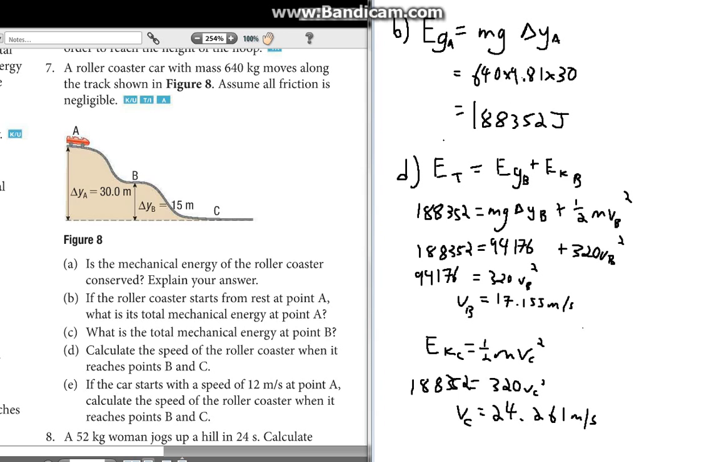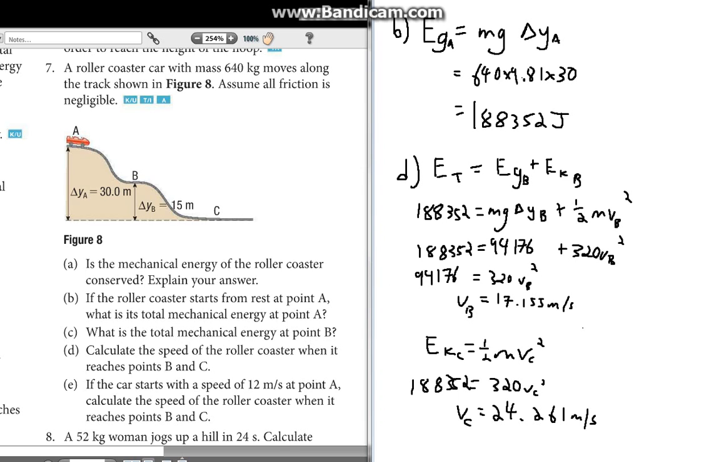So to do this, you have to find the velocity after isolating for the kinetic energy. So you know the total energy, since energy is conserved. So 188,352 is equal to the gravitational potential energy plus kinetic energy. So after going through all the equations and isolating for velocity, you get 17.155 meters per second.